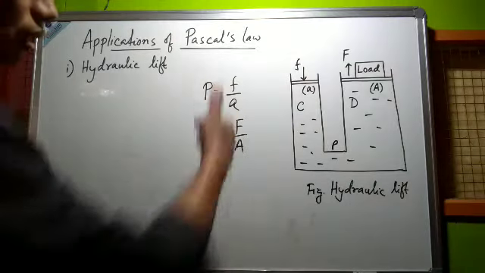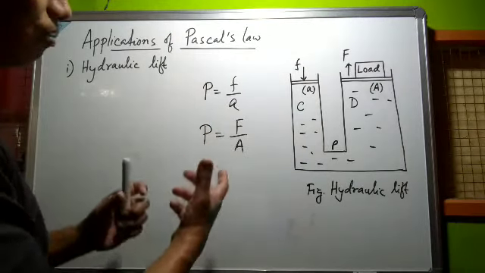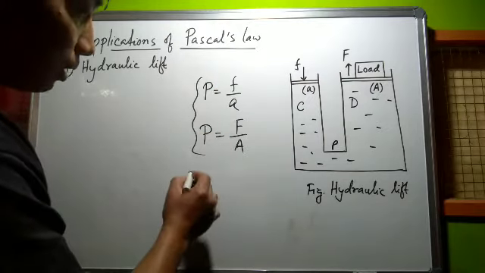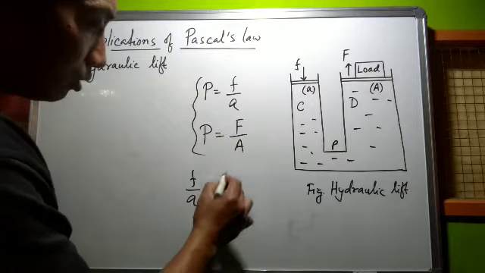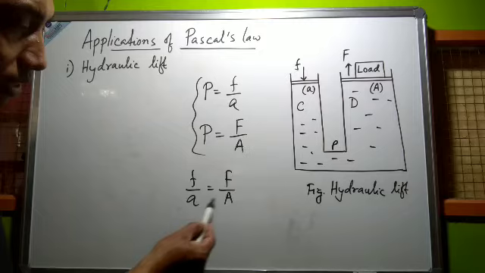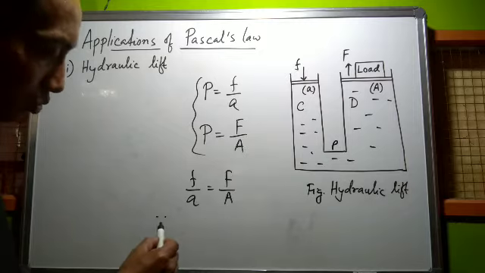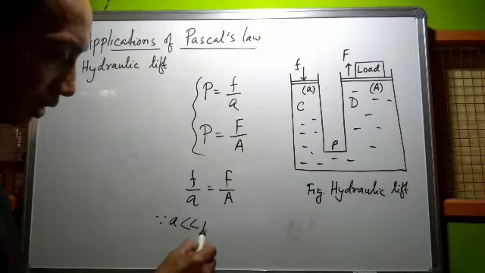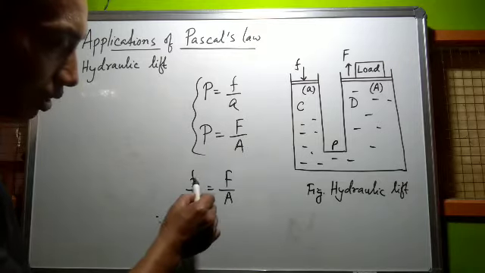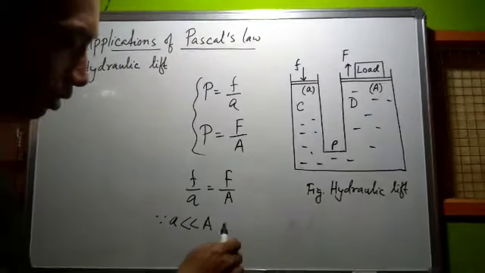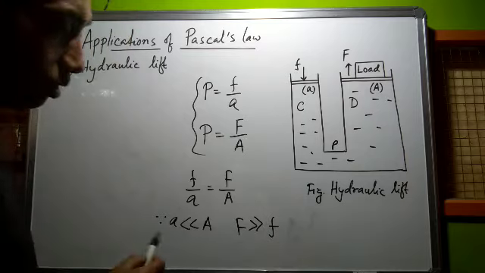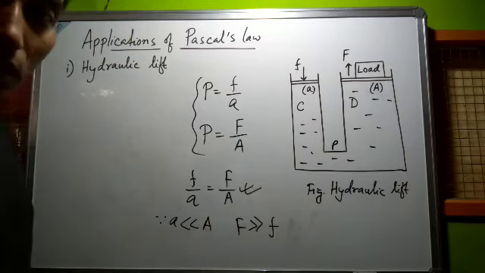So when we compare these two pressures, the pressure is the same. From these two equations we may write m by a equals capital F by capital A. Since small a is very much less than capital A, capital F should be very much greater than m, from this equation.